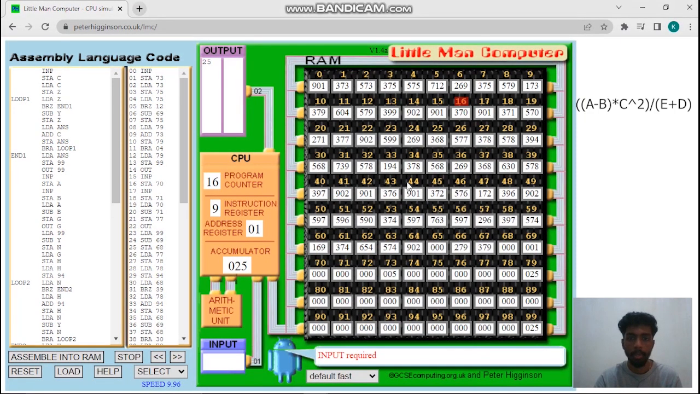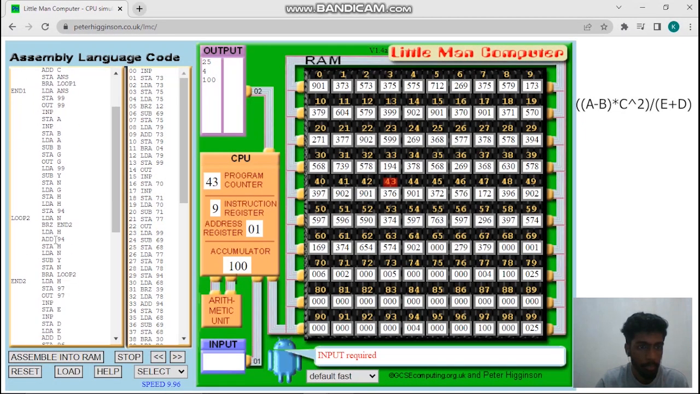Next I will be doing A minus B. My A will be 6 and my B will be 2. So 6 minus 2 is 4, as you can see. It gives the output of A minus B and also C square. It multiplies the C square and A minus B as in my equation, and it gives the output of the multiplication of both values, which is 100.